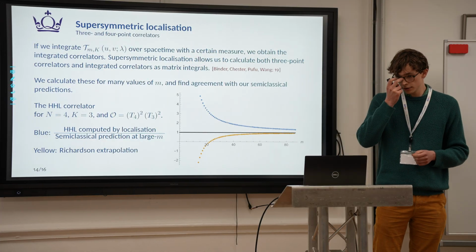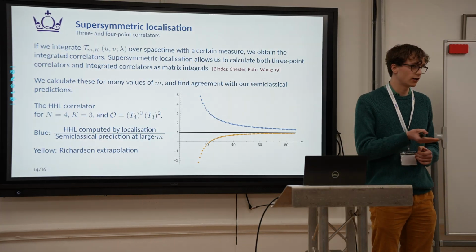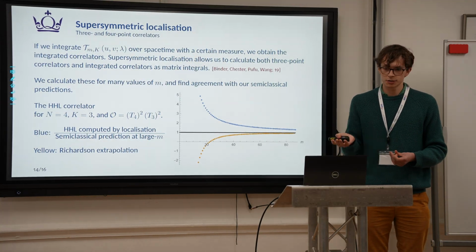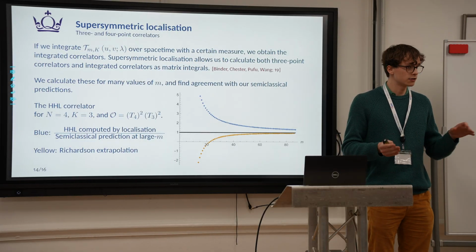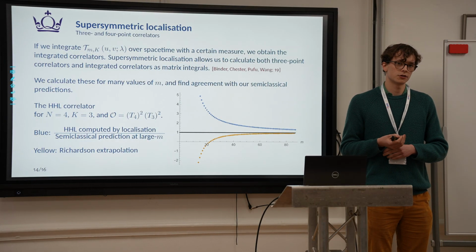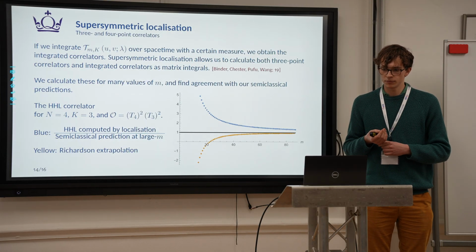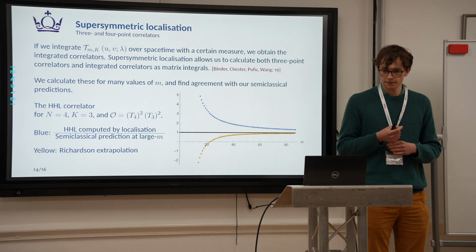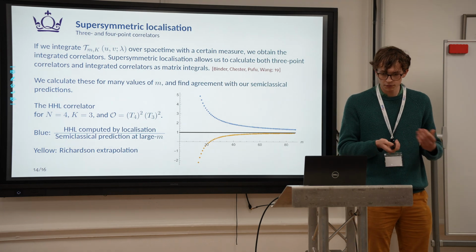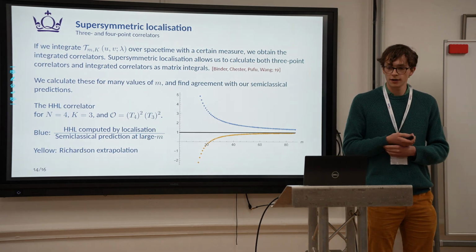So what we need to do is calculate these for specific values of n, and try to take n as large as possible and see if they tend towards the solutions we predict with the semi-classical analysis. And we indeed find they do agree.